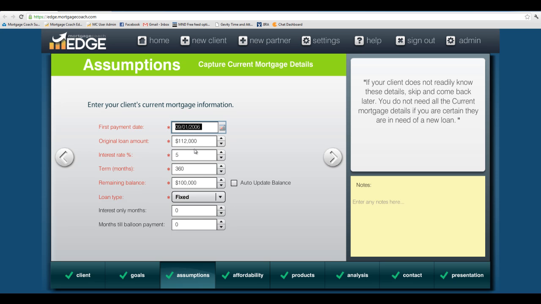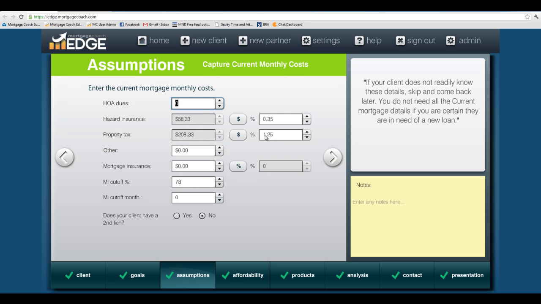So I've created one here that's a few years old, about 6 years old, and I put it at a 5% rate, so it's got a remaining balance of $100,000. Put in my taxes and insurance here.